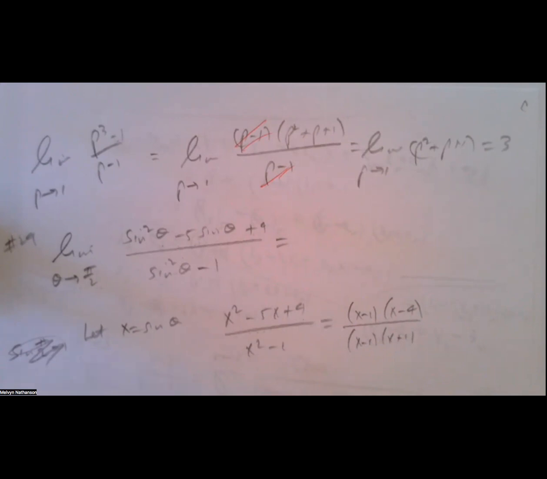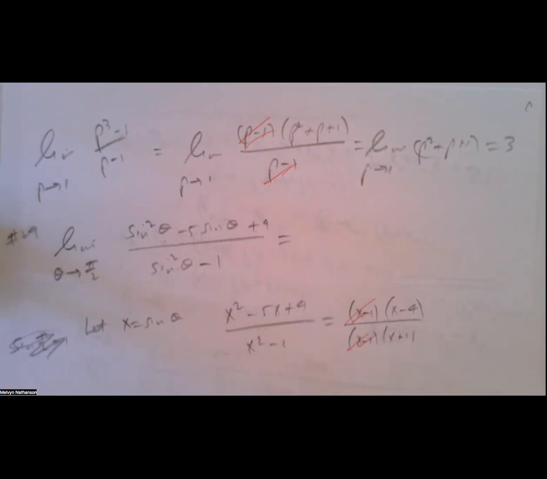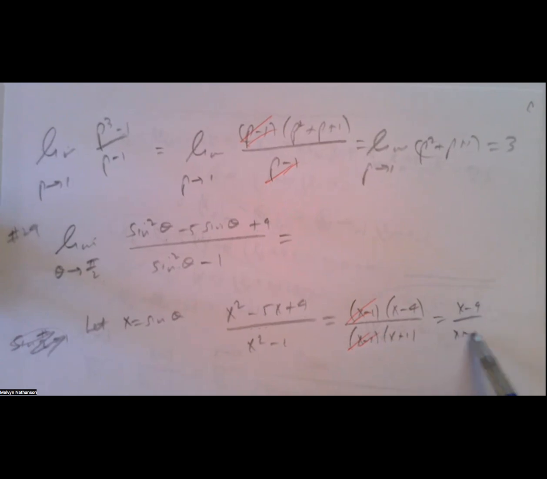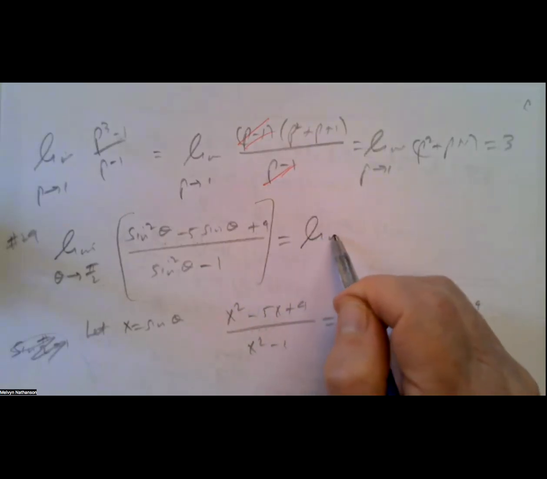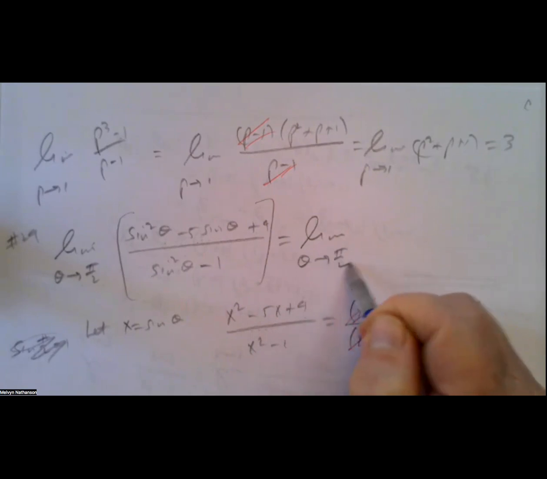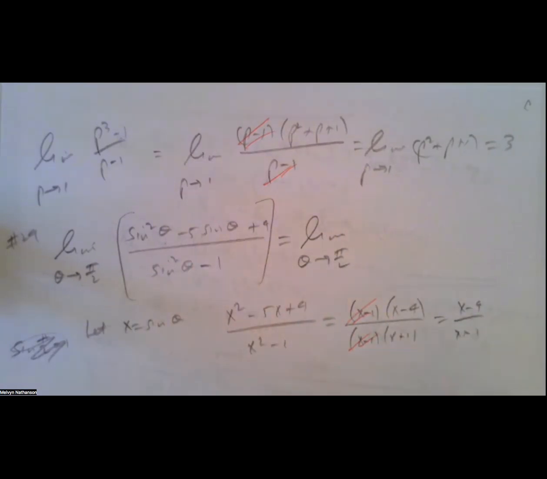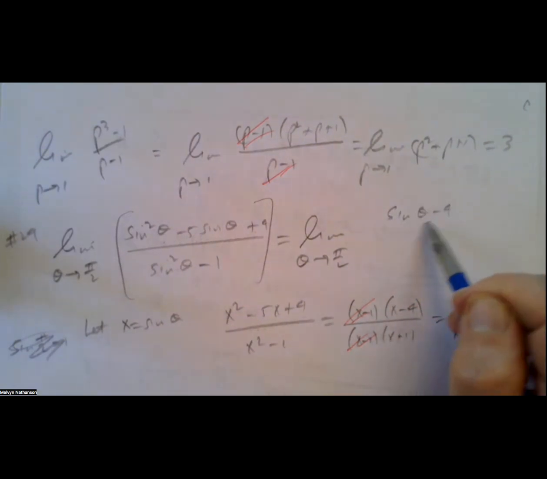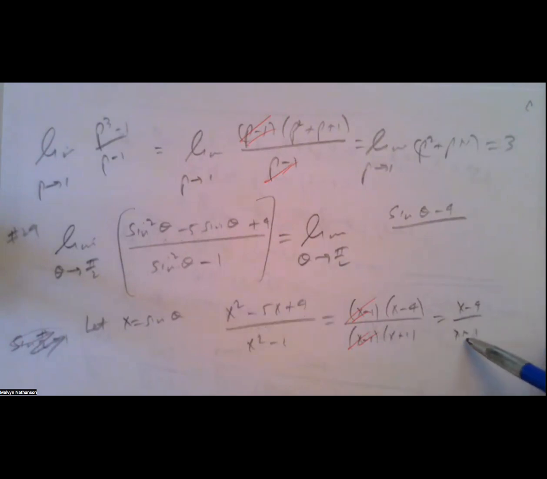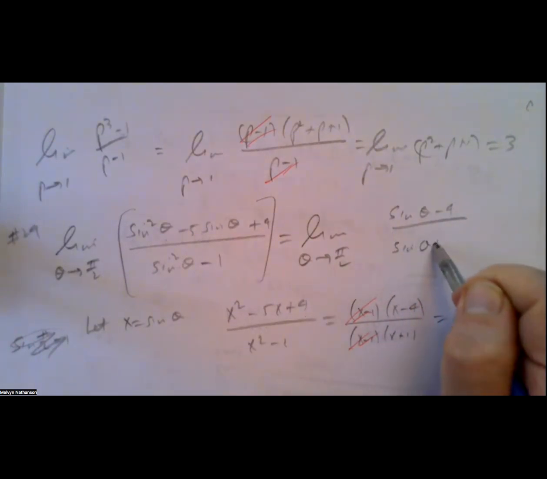And the x minus 1s cancel. And we have x minus 4 over x plus 1. So if you let x equal sine theta, when you write this in terms of x, you get this. So in terms of sine theta, this is the limit as theta goes to pi over 2 of sine theta minus 4 over sine theta plus 1.